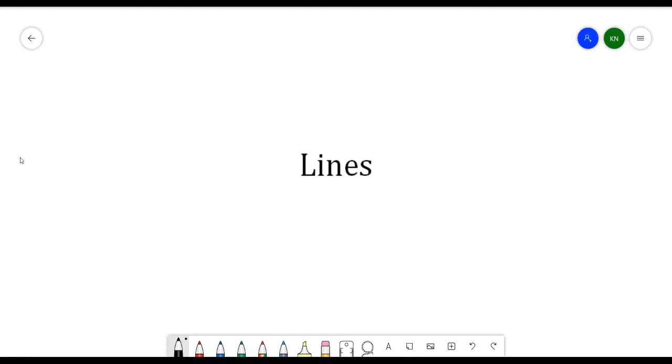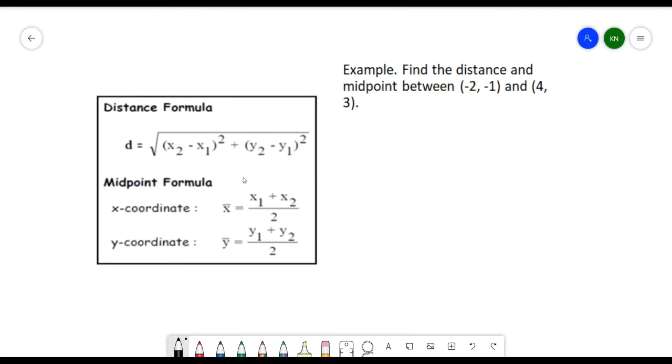Hello everyone. So in this video, we'll be discussing lines. Lines is under analytic geometry, and we'll start with the discussion of the distance formula. The distance formula is given by this equation.